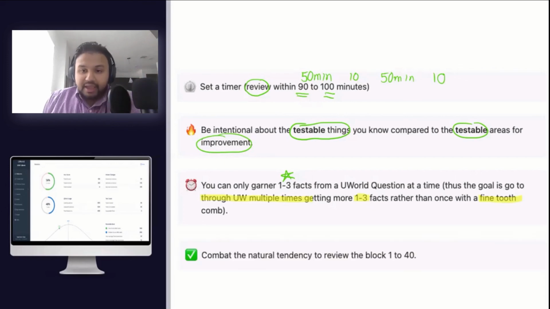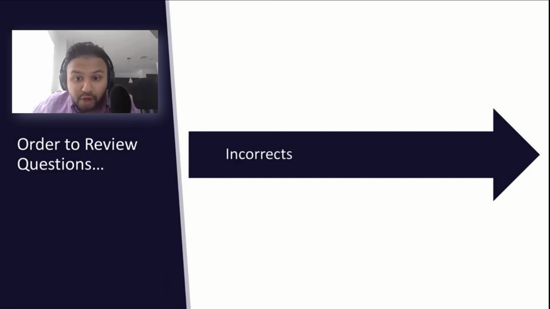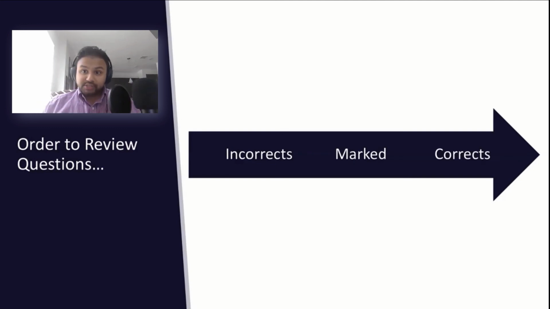All right. And then the next portion goes into the approach, and that is combating the natural tendency to review the block 1 to 40. Rather than going 1 through 40 in your review, start with your incorrects, then move on to your marked questions, and then go through your correct questions. The incorrects are the high value. That's why you messed it up. Either it was a silly mistake or you didn't know the concept, but start with your incorrects. It's very subtle, but it helps.